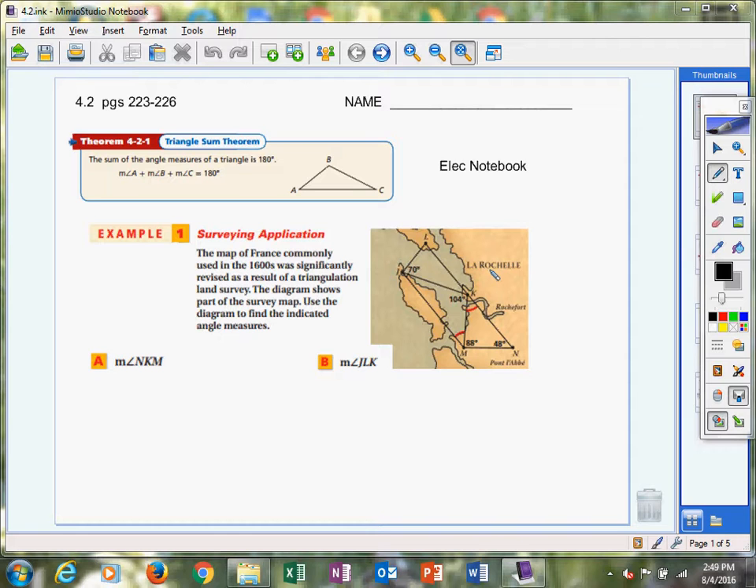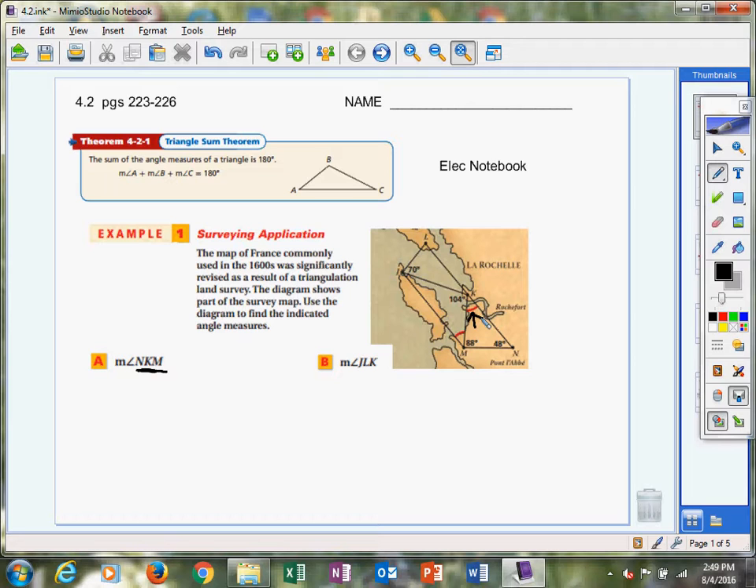Okay, so let's read our situation. It's a surveying application, and it says the map of France commonly used in the 1600s was significantly revised as a result of a triangulation land survey. The diagram shows part of the survey map. Use the diagram to find the indicated angle measures. The first one they want us to tackle is NKM, and it would be this one right here. That's the angle that they want us to try and find.